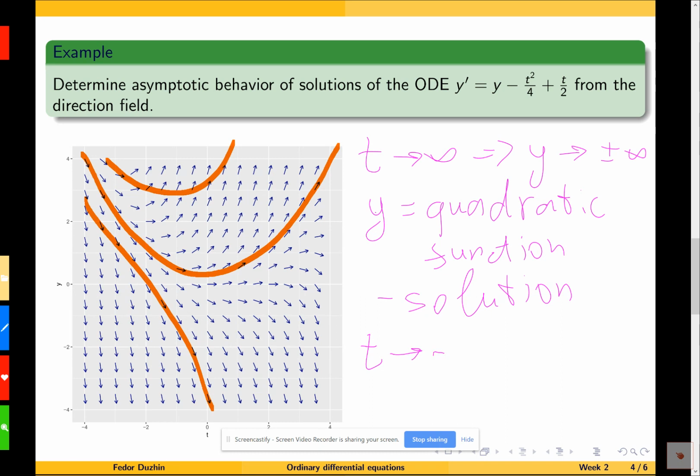if t approaches negative infinity, then all solutions approach this quadratic function, right? Well, the word asymptote usually means that our solutions approach a straight line, but here we have a similar effect. So we have a quadratic function, and if t tends to negative infinity rather than to positive infinity, then all solutions approach this quadratic function.